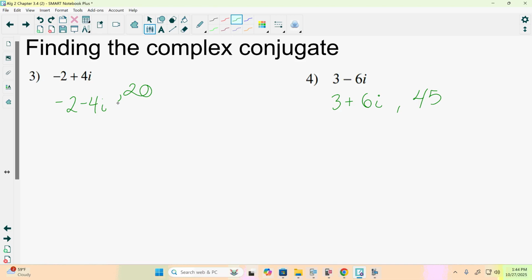Not on these, but on the homework, yes. It's going to ask for both. Because product is just saying we're multiplying negative 2 plus 4i and negative 2 minus 4i. Multiply them together.